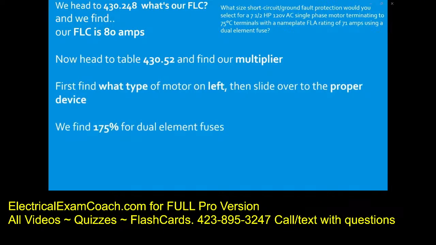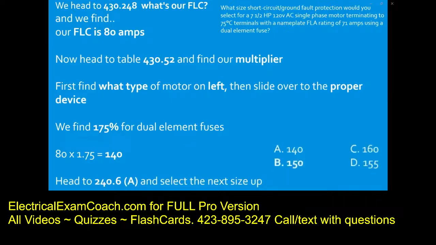Remember, this is just another demand factor. So we take 80 multiplied by 1.75. That's going to give us 140 amps. Now we head over to 240.6(A) and select the next size up. And in this case, it's going to be B.